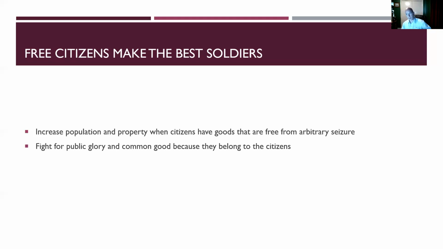But there's two things. The one is that you might fight for the things that are yours more readily than you might fight for the thing that's the king's. But the second one is that when you can own property, you can become more prosperous. You're going to have more children, bigger families, and everybody's going to become more prosperous. The economy is going to grow. And that growth itself is what Machiavelli is going to tell us is going to lead to expansion.